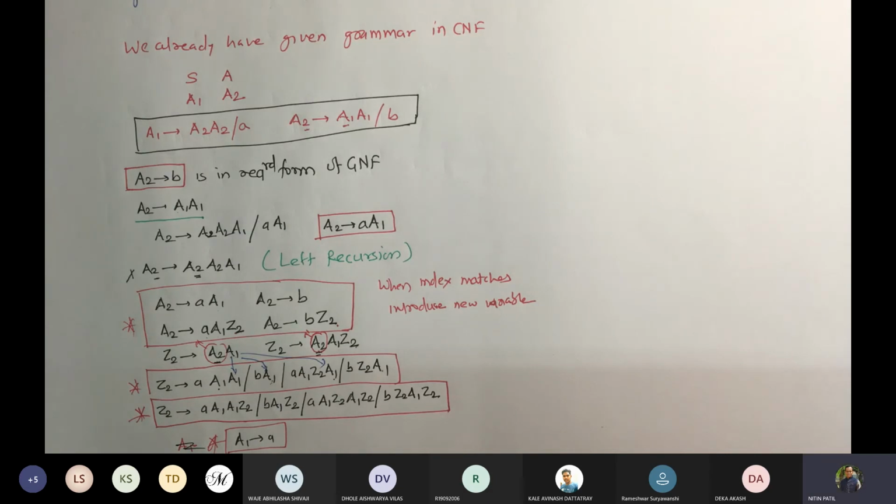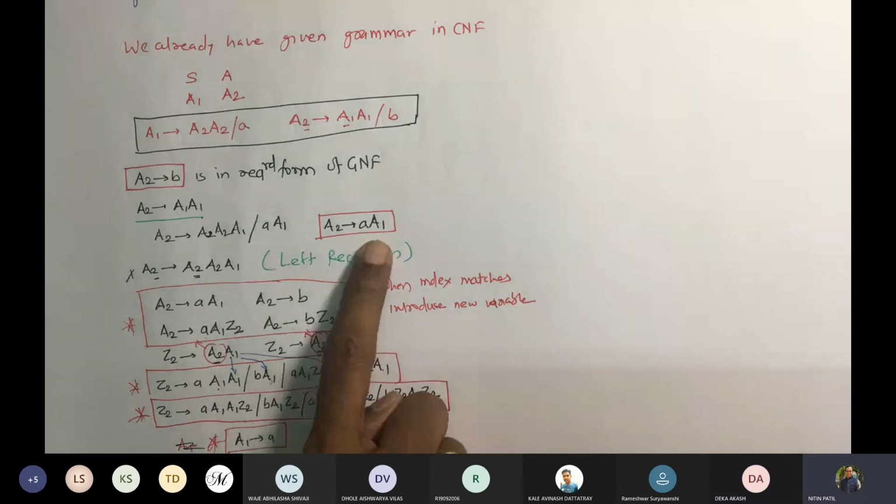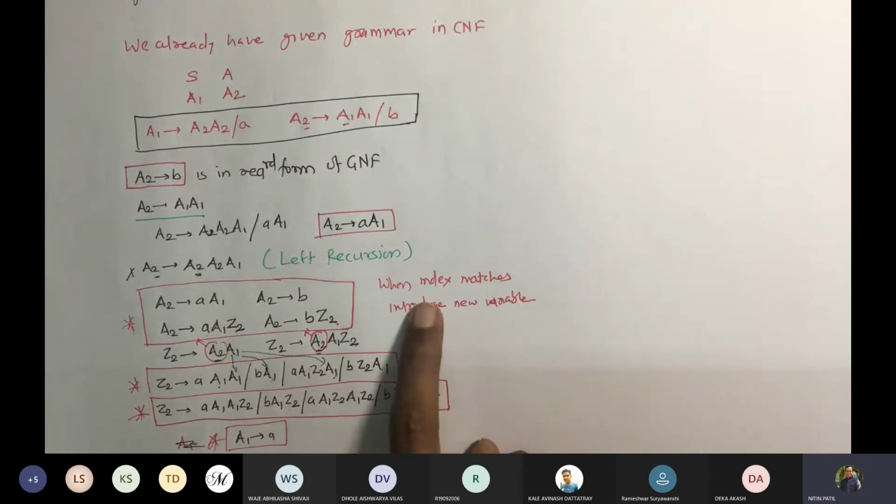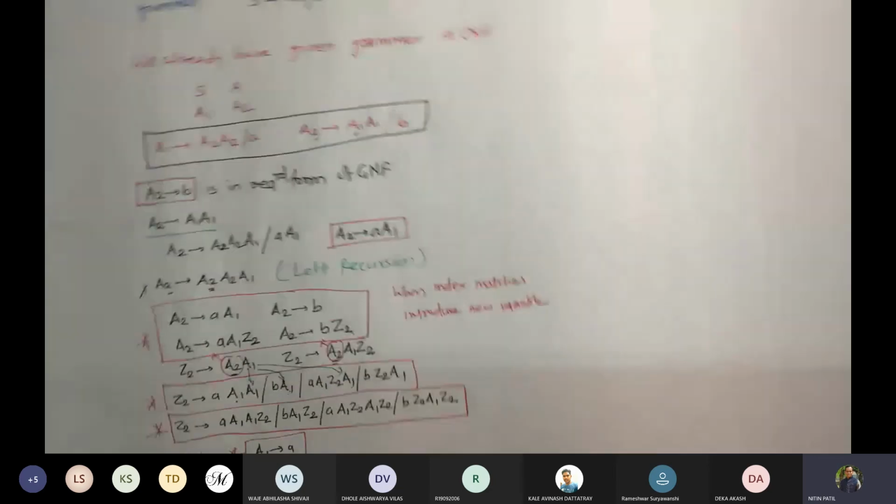Can we proceed with the next example? Yes, sir. ये समझ में आ गया ना कब इंट्रोड्यूस करना है? जब भी आपको दिखे कि ये लेफ्ट रिकर्शन आ रहा है, so then introduce new variable, or you may say when index matches, introduce new variable. Fine. So let us take a simple example again.